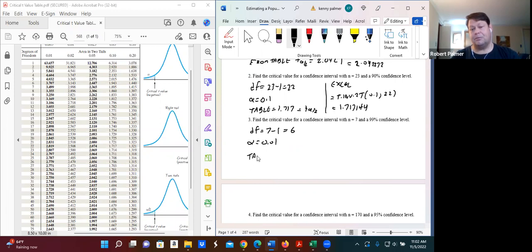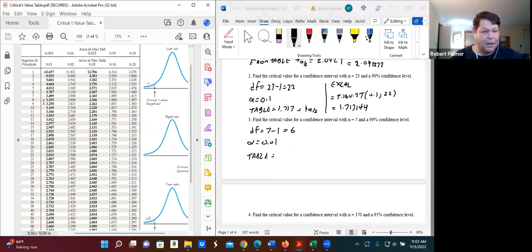Once again, from the table, our degrees of freedom are going to be 6, and we're going to 0.01, so right here: 3.707. Notice it's a fairly large number, in part because we have a higher confidence level and also a smaller sample size. The smaller the sample size, the more uncertainty you have. Also, the more confidence you want, the more uncertainty you have. But anyway, the value is 3.707.